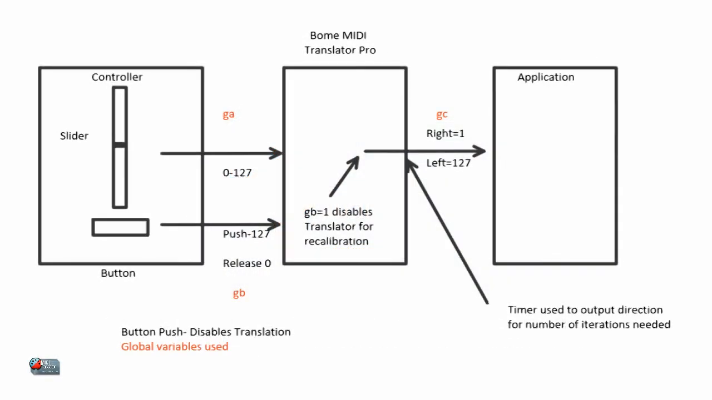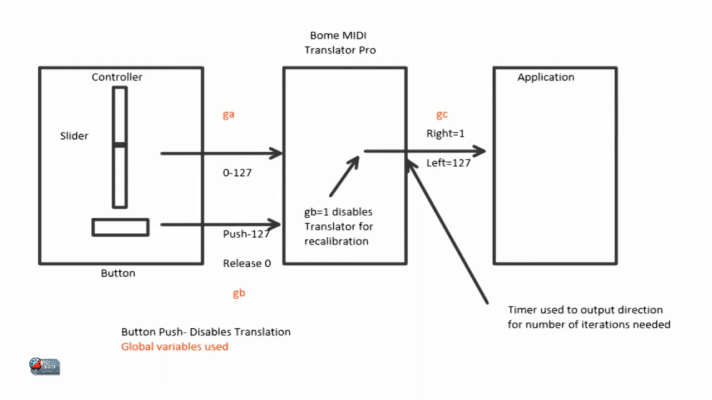The block diagram here shows how the project will be set up. On the left is a controller I'll be using. The slider puts out an absolute value ranging from 0 to 127. I will use MIDI Translator Pro to convert that value to relative values. A value of 1 will represent one movement higher or down on my slider, while a value of 127 will represent one movement lower or up on my slider.